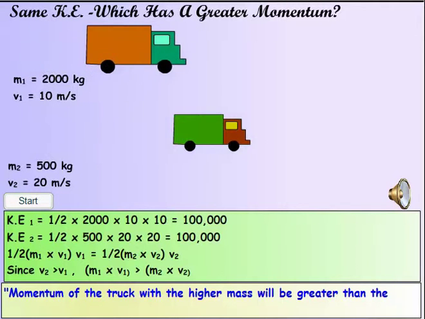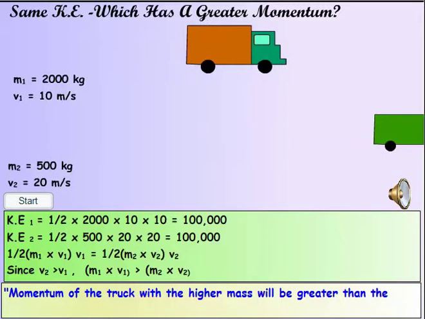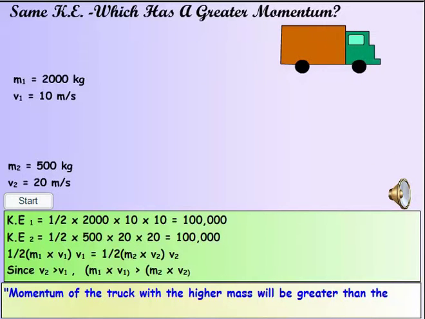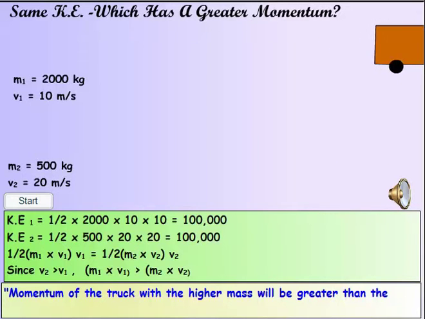Here, we are given two trucks with the same kinetic energy, but we have to find out which one has a higher momentum. Kinetic energy can be expressed as half momentum times velocity. It is clear that for the same kinetic energy, the truck with the lower velocity will have a higher momentum.